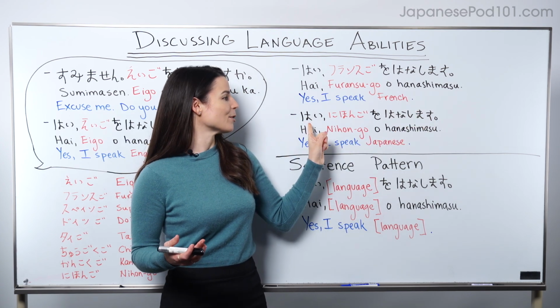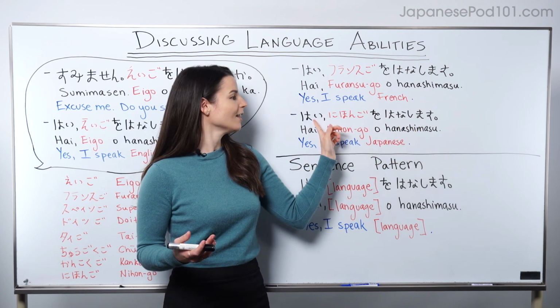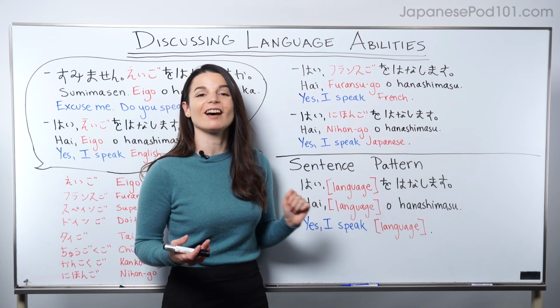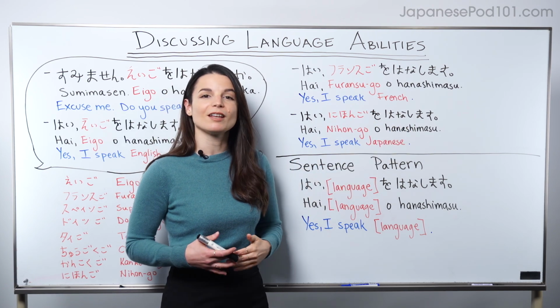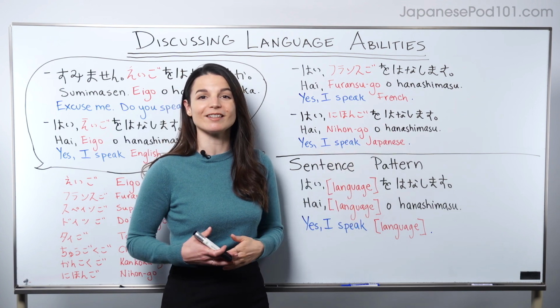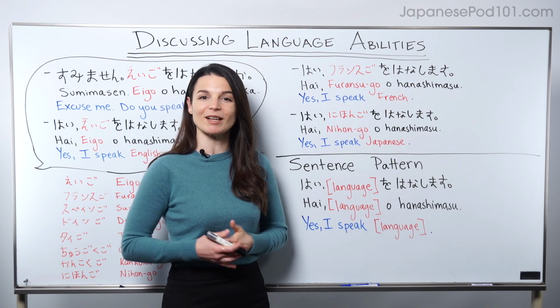Let's look at the second example sentence. はい、日本語を話します. Yes, I speak Japanese. In this example, we've replaced the word in red, the language word, with 日本語, Japanese. So, yes, I speak Japanese. はい、日本語を話します.